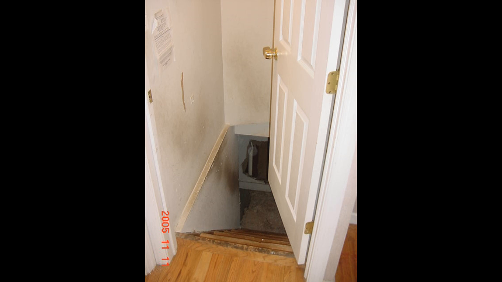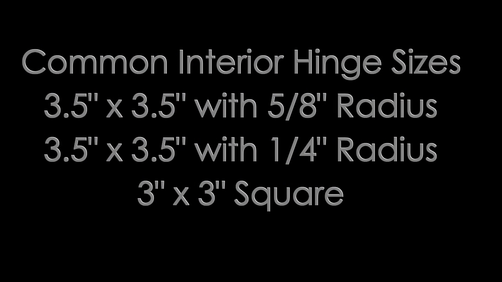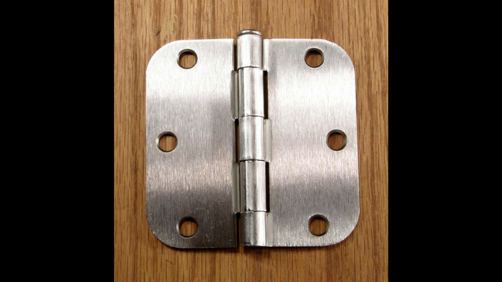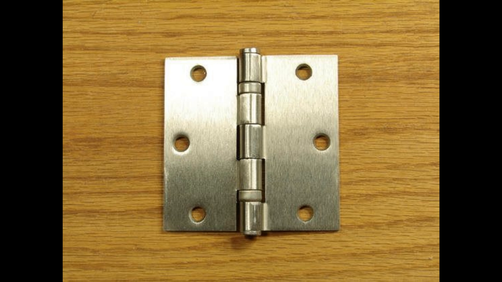Most residential hinges for your interior doors will come in one of the following sizes and have an arch hole pattern: 3.5 inch by 3.5 inch with 5/8 inch radius corner, 3.5 inch by 3.5 inch with a 1/4 inch radius corner, or 3.5 inch by 3.5 inch square corner.